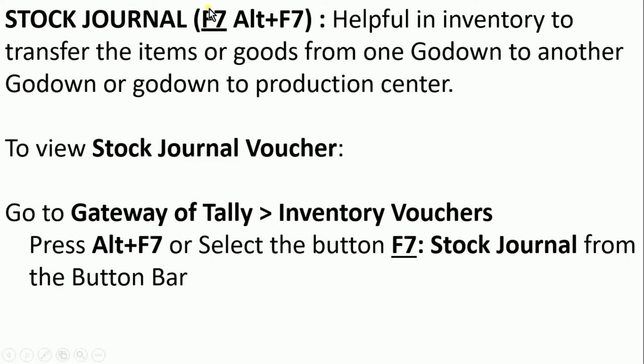stock journal. That means in the inventory we will take the items from godown A to godown B by using stock journal. And to view stock journal, go to Gateway of Tally, Inventory Voucher, and then press Alt plus F7 or the stock journal button.